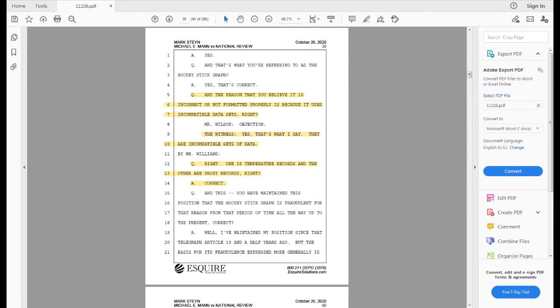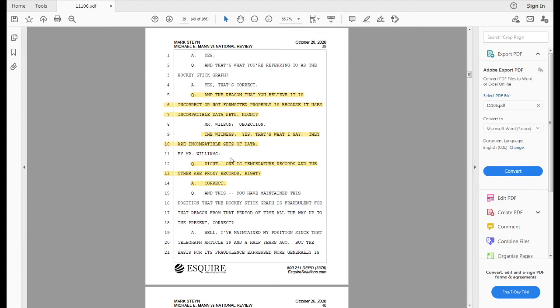There's actually quite a few strange things said in this deposition, but I'd like to focus on one topic because it's an important one and it's a clear factual one, which Steyn cites as one justification as to why it was okay for him to call the hockey stick graph fraudulent.